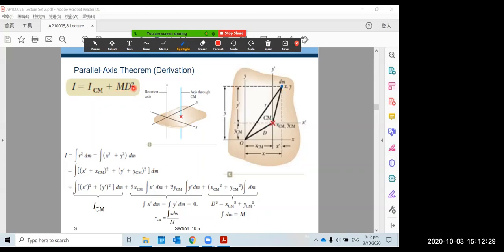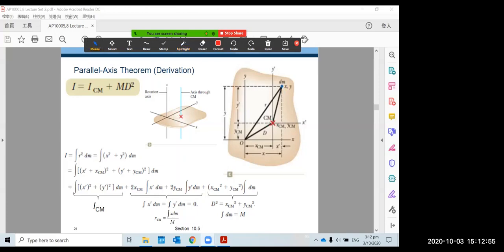The important message, once again, is that the axes between the two cases must be parallel. The axes are parallel, and one of the axes must be passing through the center of mass. So that is the idea.